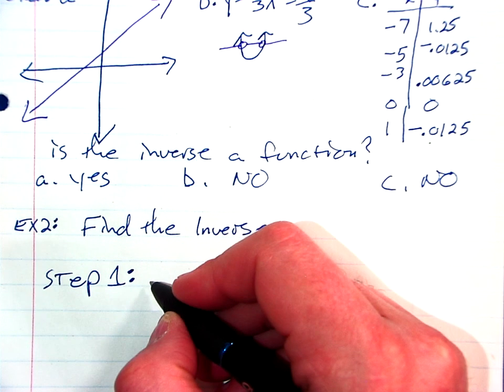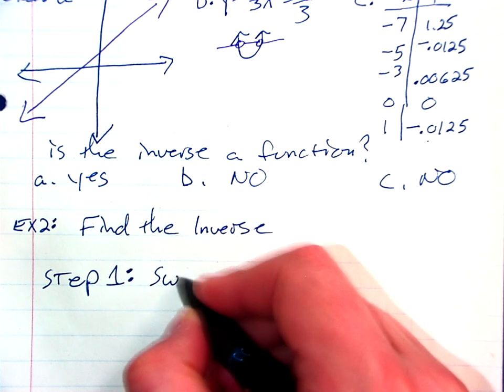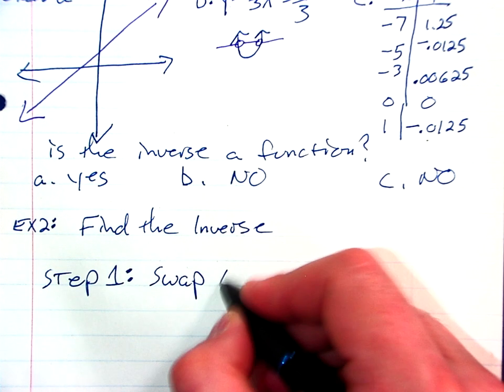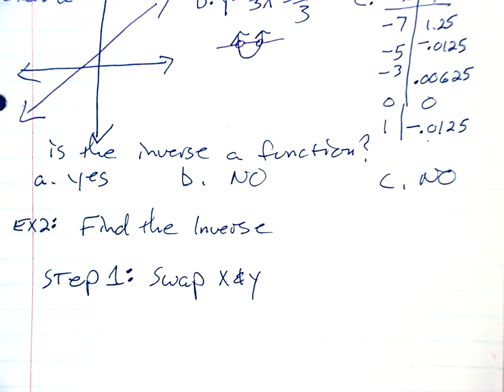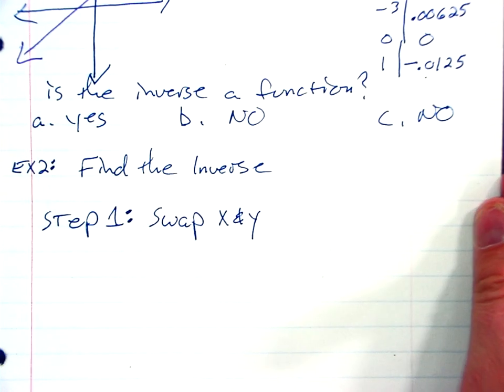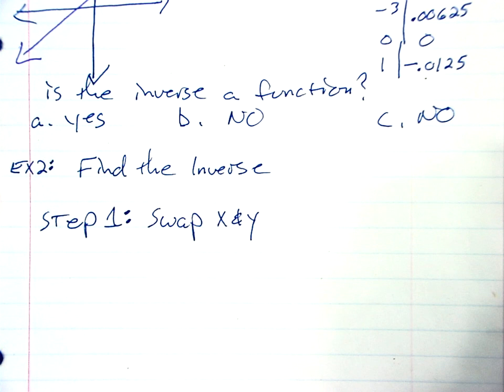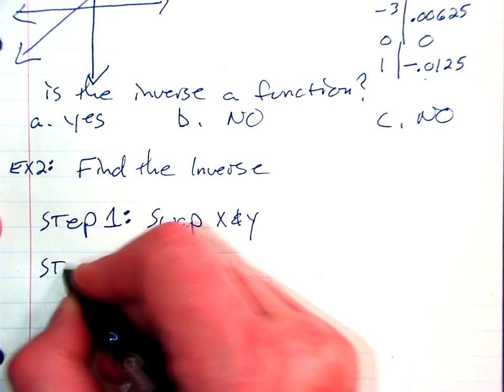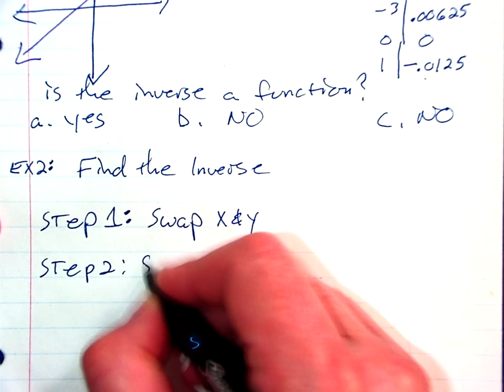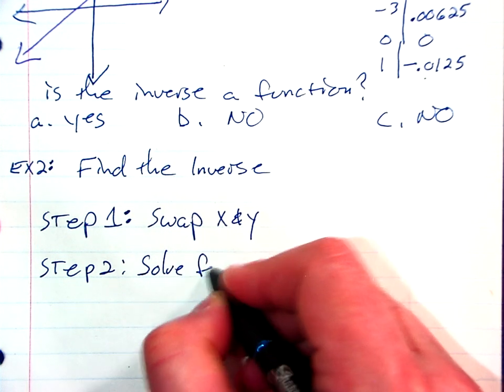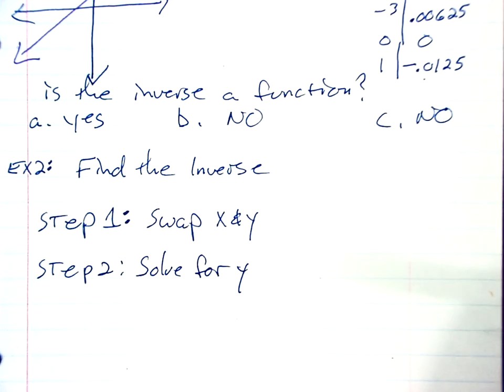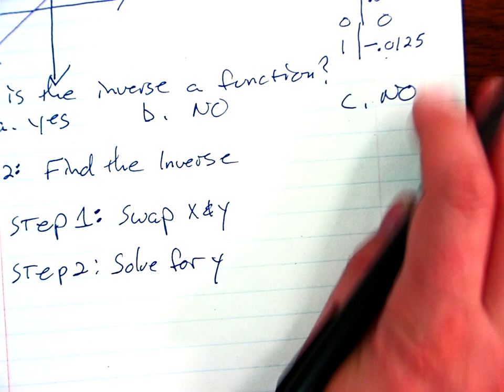All right. Step 1, swap x and y. So that's step 1. Step 2, solve for y. So it's a 2-step process.